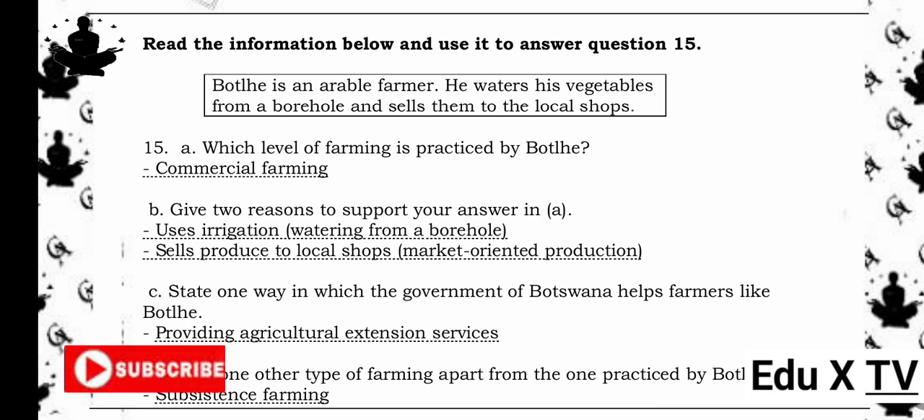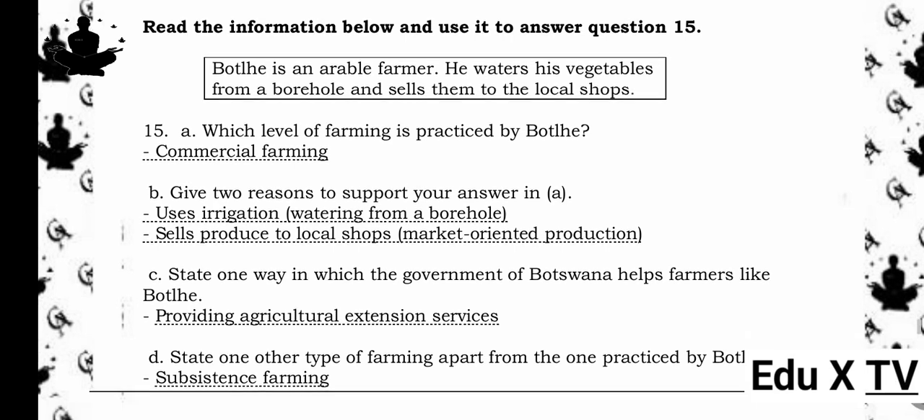15. A. Which level of farming is practiced by Botley? Commercial farming. B. Give 2 reasons to support your answer in A. Uses irrigation, watering from a borehole. Sells produce to local shops, market-oriented production. C. State 1 way in which the government of Botswana helps farmers like Botley. Providing agricultural extension services. D. State 1 other type of farming apart from the one practiced by Botley. Subsistence farming. The diagram below shows a weathering process.